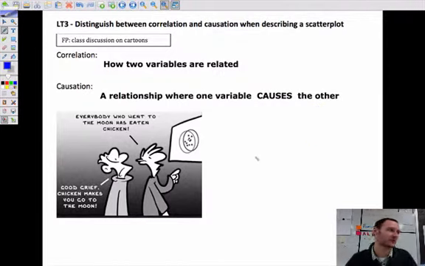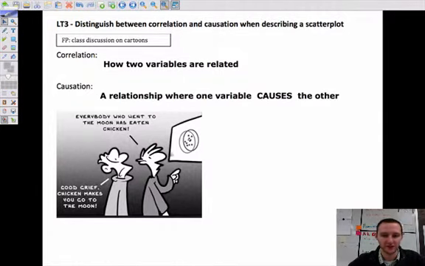There are other better examples, like profit versus how many cookies you sell at a bake sale. If the only thing you're selling is cookies, then the profit is only going to go up because you sold more cookies, and that's it. But either way, it's where one variable causes the other.